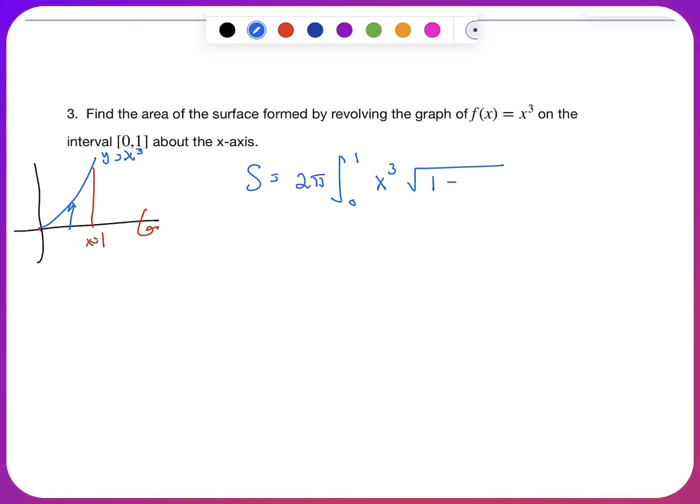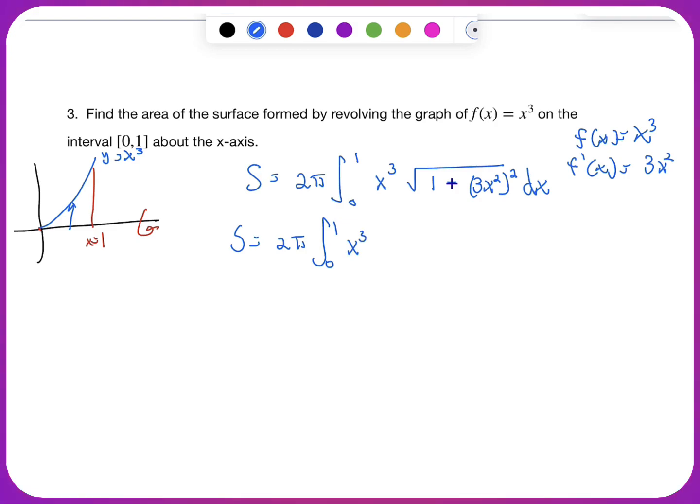To do arc length, I need to know the derivative of x cubed. The derivative of x cubed is simply 3x squared. So I'm going to have the square root of 1 plus the quantity 3x squared, squared, dx. And that's it. That's how you find the area of a surface of revolution. Now it's just using some calculus. So I'm going to simplify what's underneath the square root.